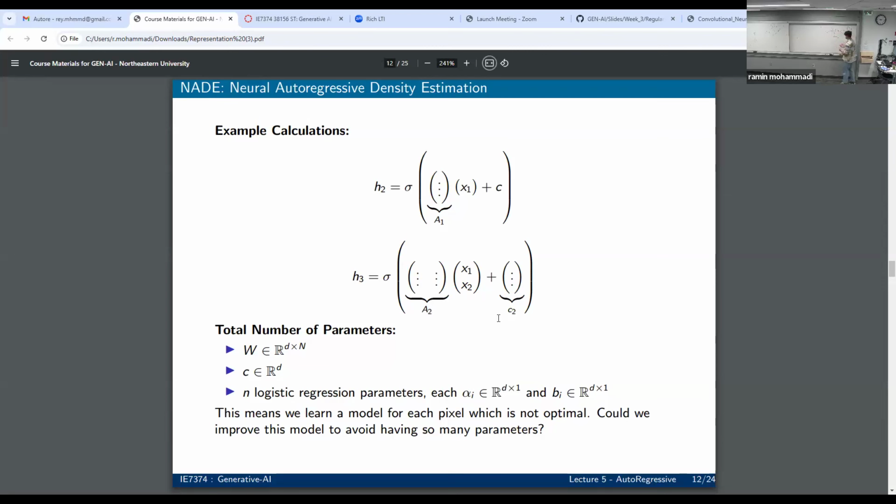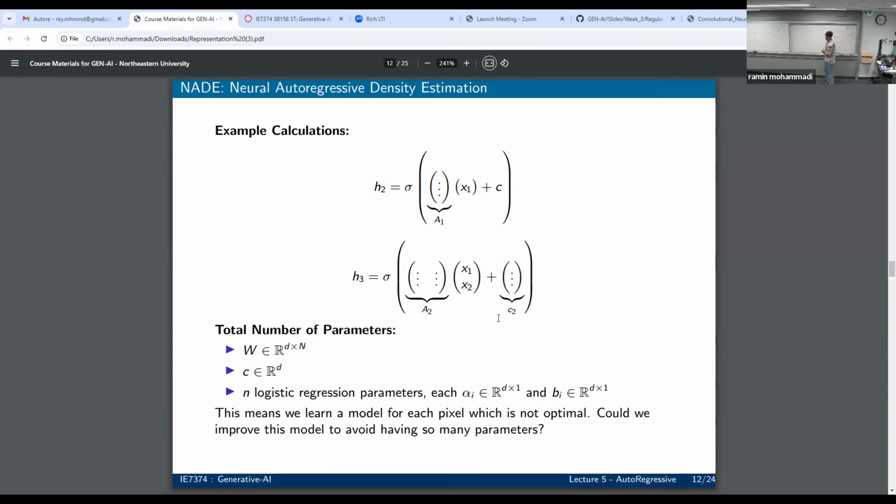Now the scenario will be that if X1, the first pixel, is 0, that means it was off, black, then this multiplication becomes 0 plus C. So the activation, the hidden latent, becomes just the C vector. If X1 was 1, it becomes this times that plus that, A plus C. That's for predicting H2, right?